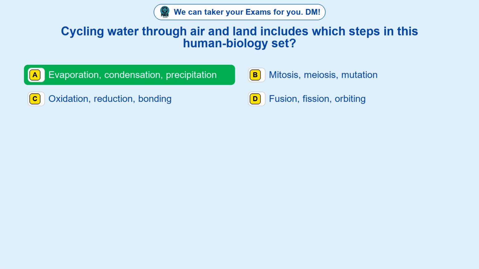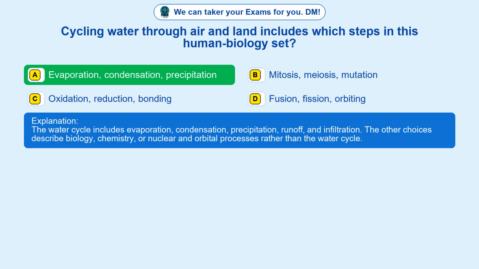Evaporation, condensation, precipitation. The water cycle includes evaporation, condensation, precipitation, runoff, and infiltration. The other choices describe biology, chemistry, or nuclear and orbital processes rather than the water cycle.